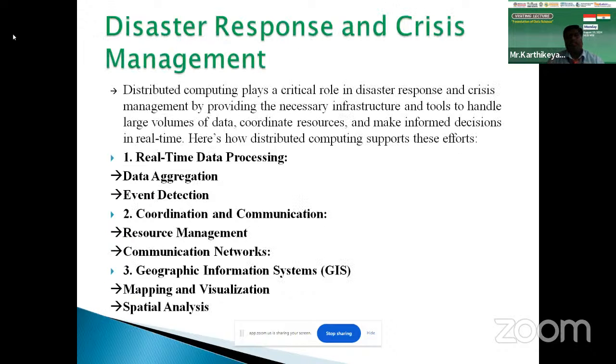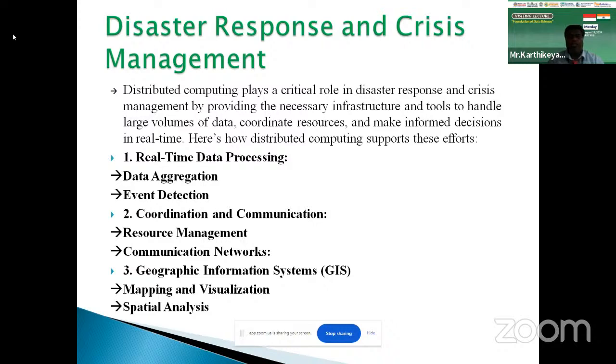And next, social uses is disaster response and crisis management. Distributed computing plays a critical role in disaster response and crisis management by providing the necessary infrastructure and tools to handle large volumes of data and large volumes of coordinated resources, and to make informed decisions in real time. Here is how distributed computing supports these efforts.